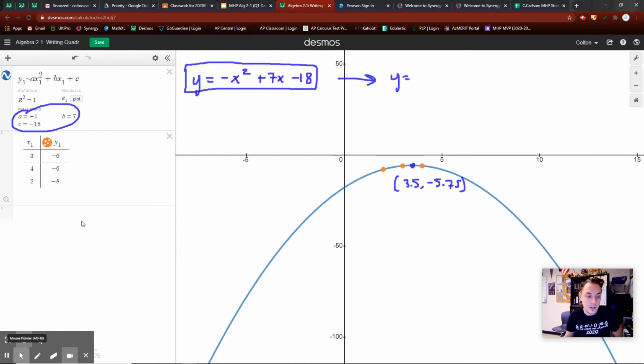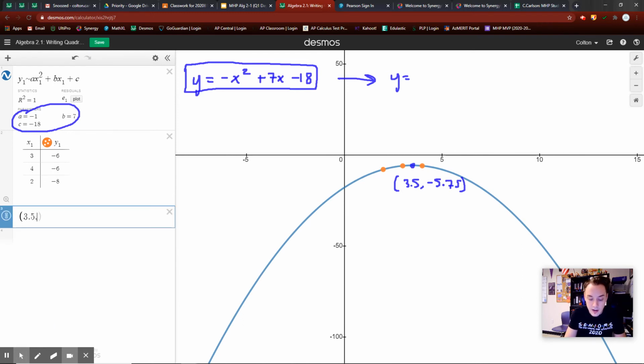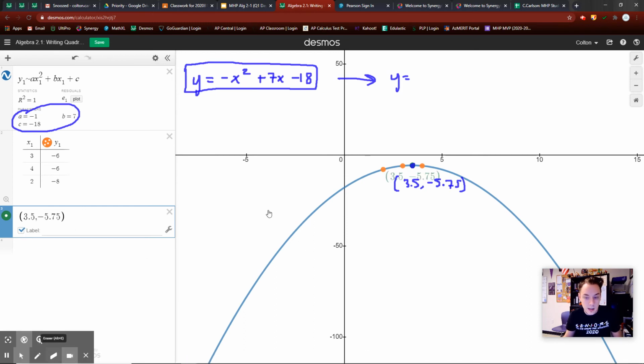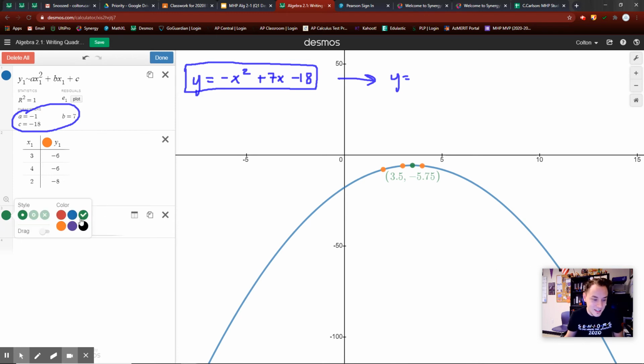Actually, let's just do this. This is way easier. Let's just make a point. So this is going to be 3.5 and then negative 5.75. Let's make that a point, and then let's just label it. That'll be way better. But I definitely don't want it to be green. Let's label it just black. Or orange. Nah, let's label it black. Okay, great. So that's going to be my point right there.